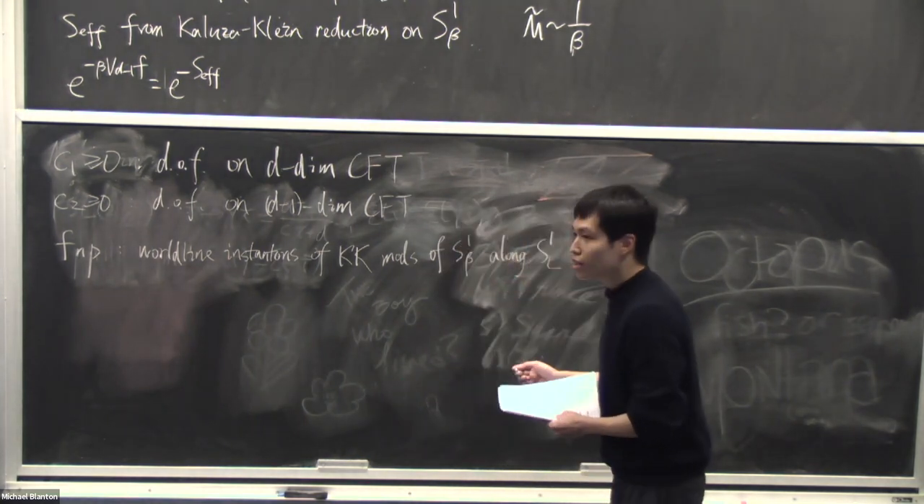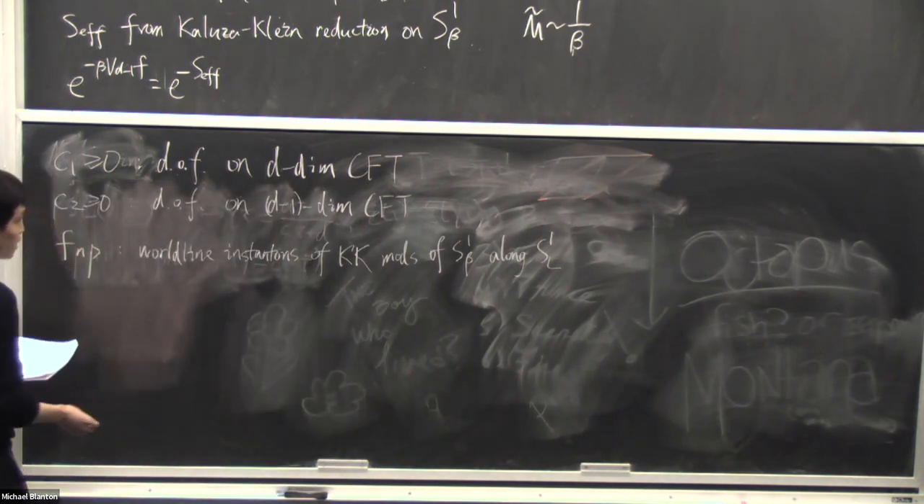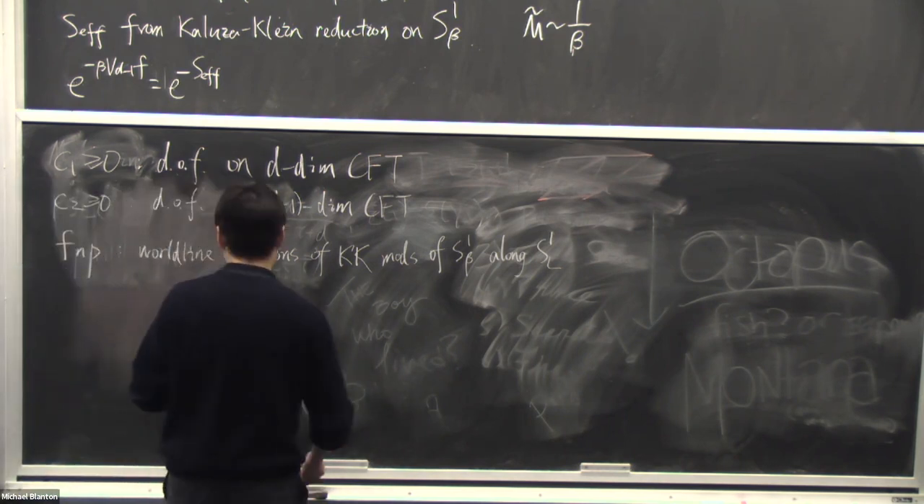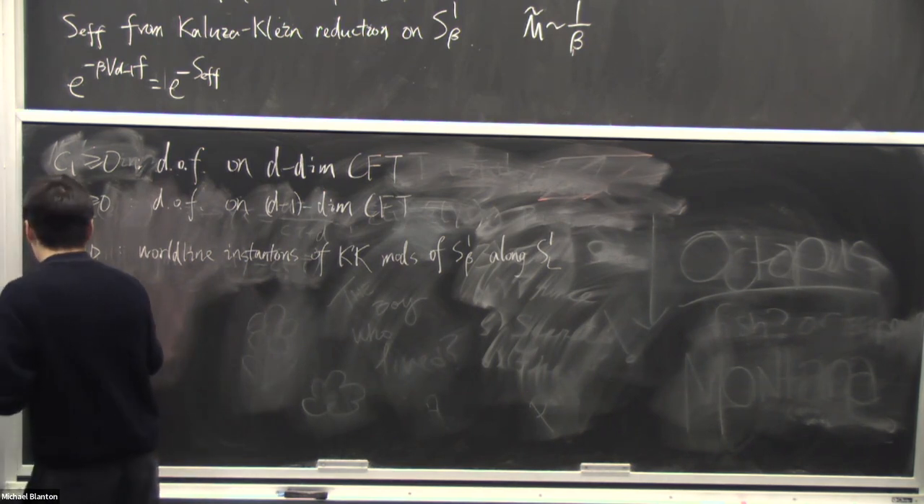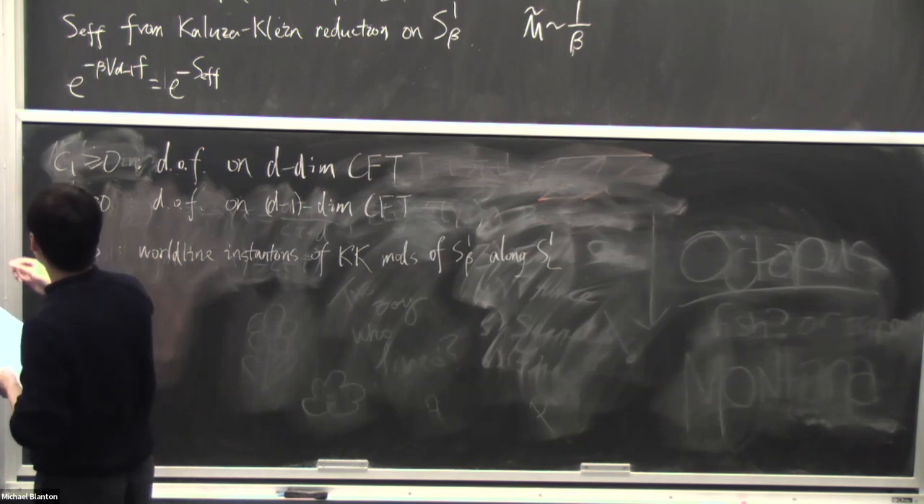Okay, I'm about to end. So here, there's a systematic way of calculating such worldline instantons. This is called the worldline path integral. I'm just going to write out the formula here, and you can see that it is very straightforward that we can obtain such exponential terms.